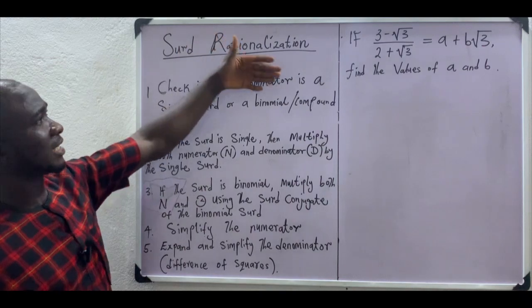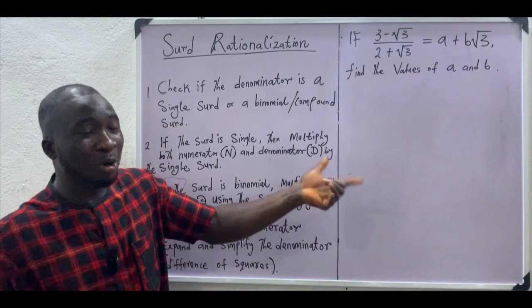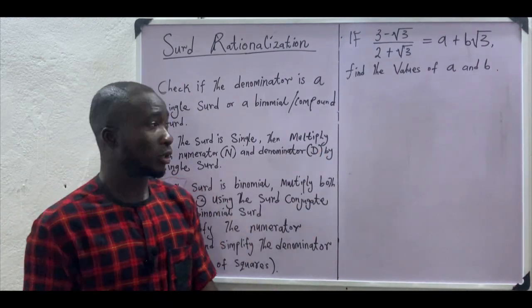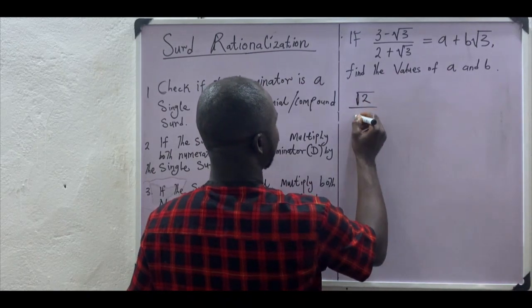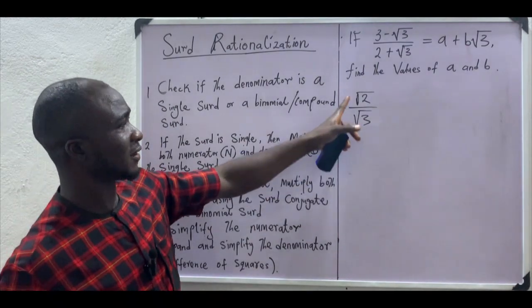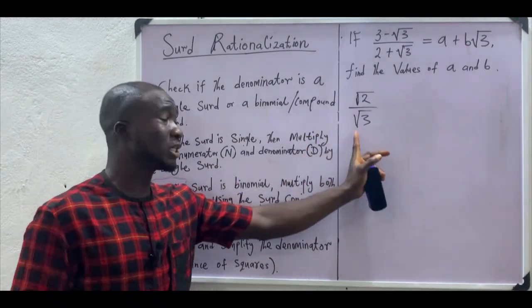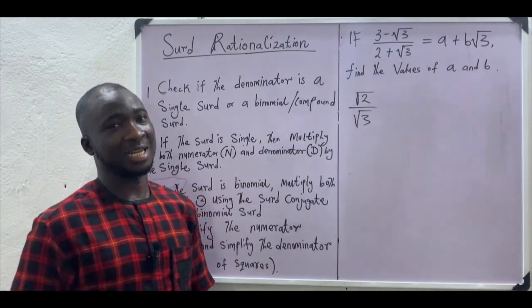Now, surd rationalization simply means the process or the act of removing the surd from the denominator of a fraction. So if, for example, you have a fraction root 2 divided by root 3, you discover that the denominator part of this fraction is a surd, and so you wish to remove it. The process by which you remove this is called surd rationalization.